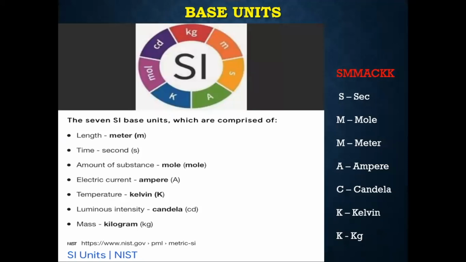Base and derived. So base units have seven base units. Length, which is measured by meter. Time, which is measured by second. Amount of substance, measured by mole. Electric current, which is measured by ampere. Temperature, which is measured by Kelvin. Luminous intensity of light, which is measured by candela. And mass, which is measured by kilogram.